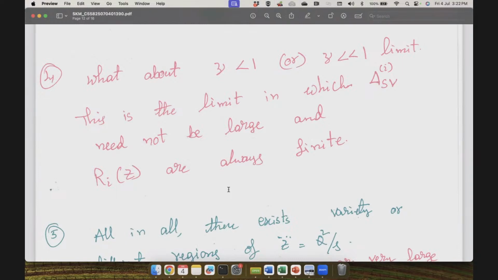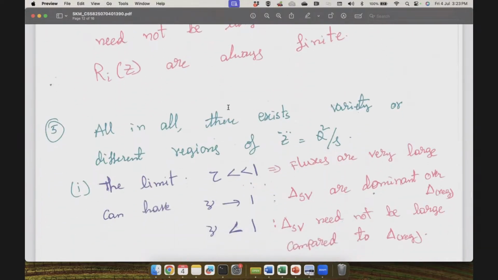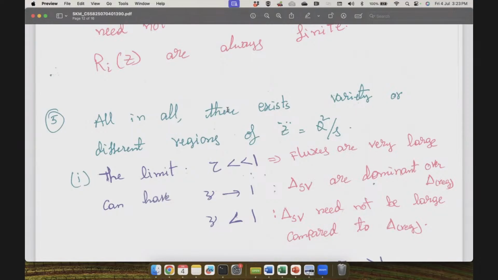That is the region where it is very difficult actually to say which contribution is very large. So you have to calculate, but unfortunately there is no mechanism to find out, because all these z, they are happening at the parton level. So you cannot experimentally measure. All that you can do is take these curly D contributions, the regular contributions, mathematically plot them and then see which contribution is more in which region of z. So all in all, there exists a variety of different regions of z.